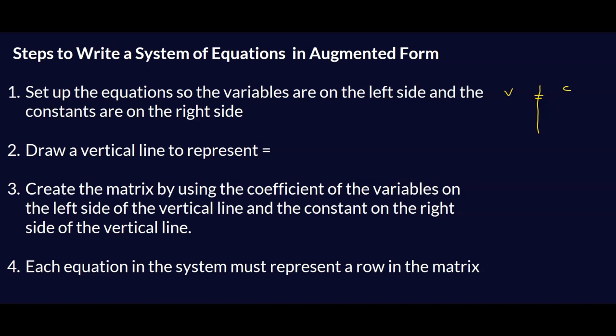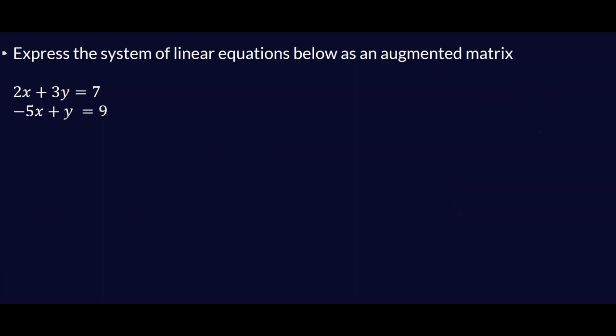So let's put all of this knowledge into action. Here's the first one. Express the system of linear equations below as an augmented matrix. Let's draw our matrix symbol right here. The first thing we're going to look for is to make sure that all our variables are on the left-hand side of the equal sign and our constants are on the right side. We have exactly that. So let's draw a vertical line. This is going to be our equal sign here.